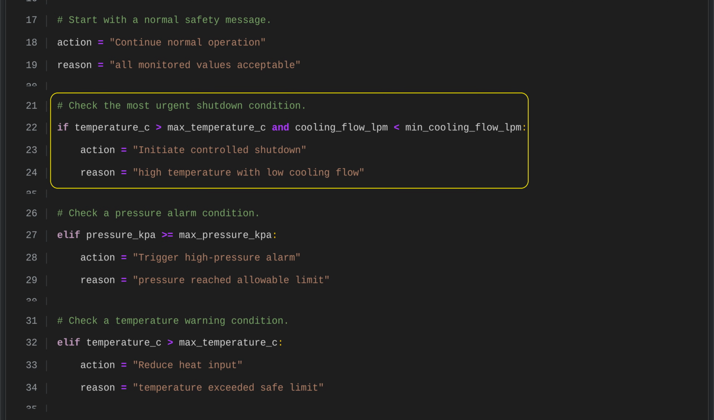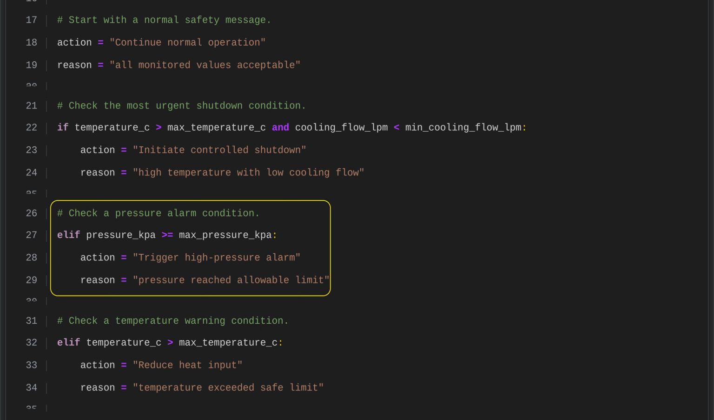The system checks whether the reactor is too hot, while cooling flow is too low. If both conditions occur together, it treats the situation as critical and starts a controlled shutdown to prevent damage or hazards. The stated reason is the dangerous combination of high temperature and insufficient cooling.